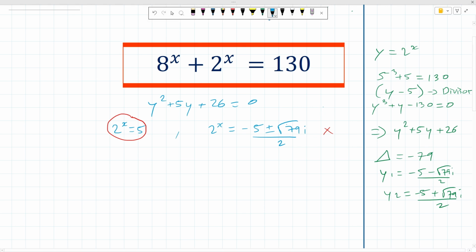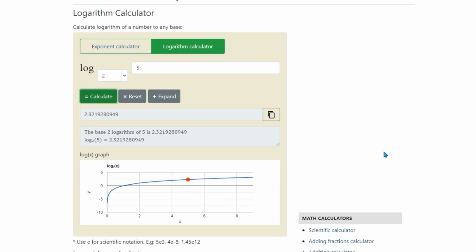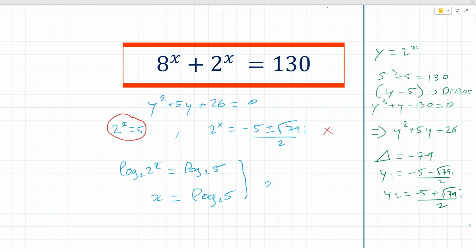To finish the question, we can look at base 2 and say log in base 2 of 2 to the x equal log in base 2 of 5. And so this leads to x equal log in base 2 of 5, which we can plug into a calculator. Plugging this into a calculator on rapidtables.com, log in base 2 of 5 is equal to 2.3219. We can simplify that and just say that it's equal to 2.32 approximately. So our final answer is going to be x equal 2.32, and this will be rounded to 2 decimal points.